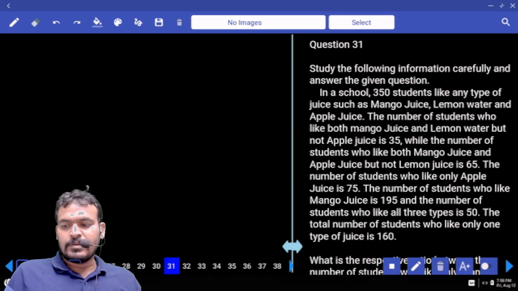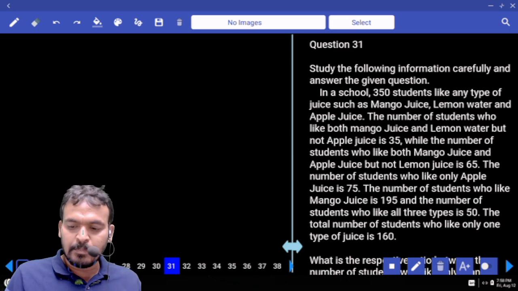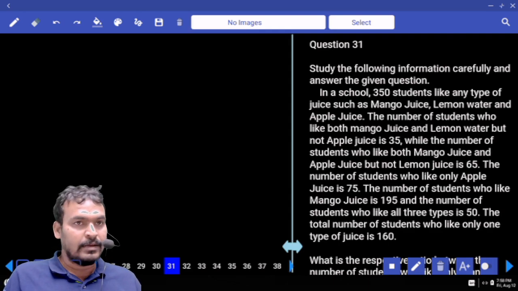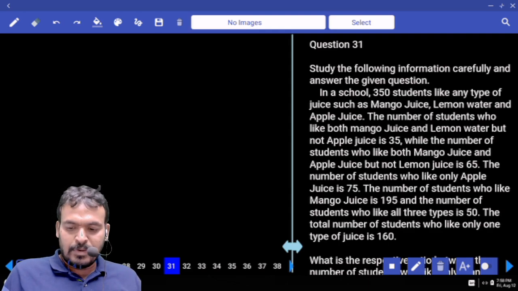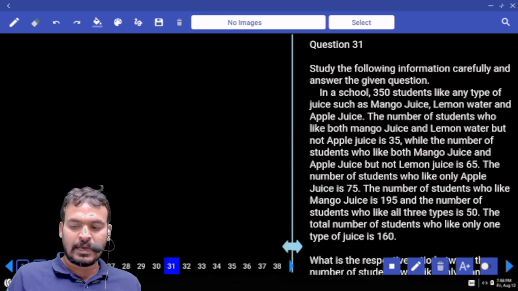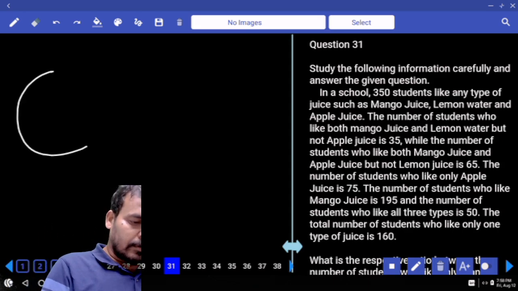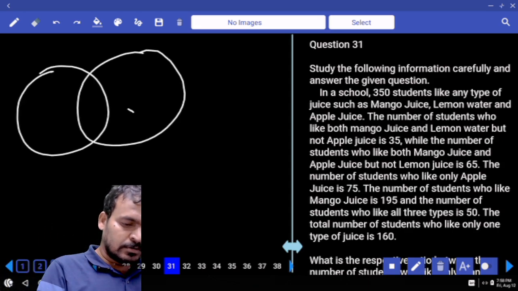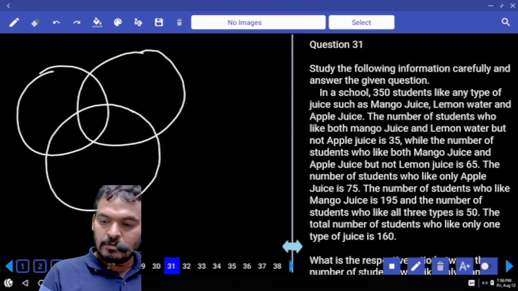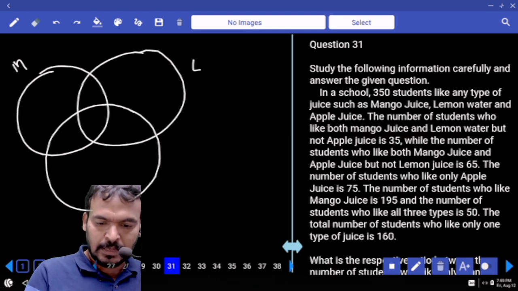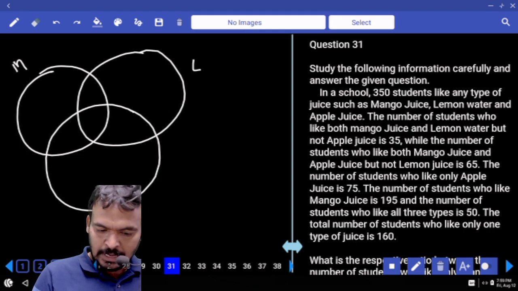Question 31. In a school, 350 students like any type of juice, such as mango juice, lemon juice, and apple juice. The number of students who like both mango juice and lemon juice but not apple juice is 35. Total how many flavors? 3 flavors. What is the first one? Mango. Second one? Lemon. Next one? Apple.